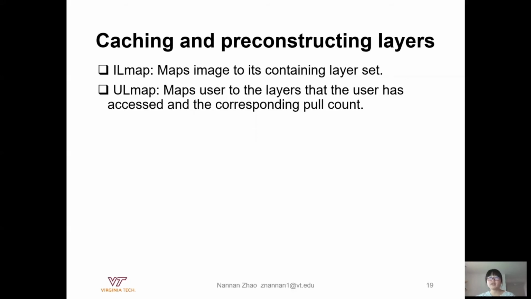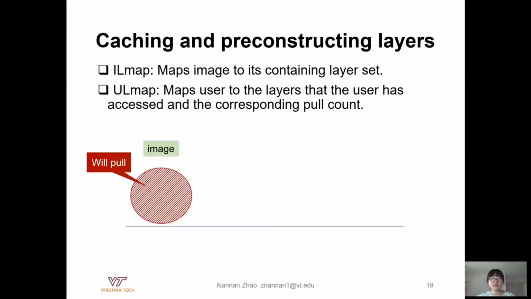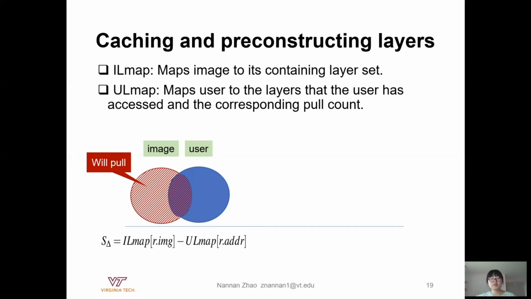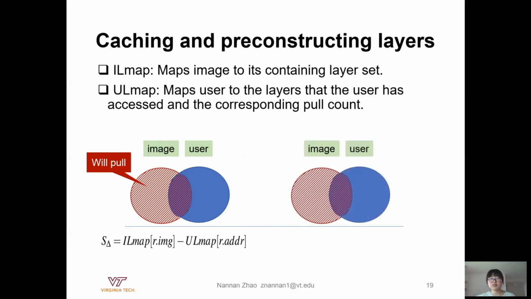When a get manifest request is received, DupHunter first calculates the set of image layers that have not been pulled by the user, by calculating the difference between the image's layer set and the user's accessed layer set. The layers in the difference will be accessed soon. If the user is a repull user, DupHunter computes the subset of layers from the requested image that have already been pulled by the user. The layers in the intersection will be pulled soon by this user.